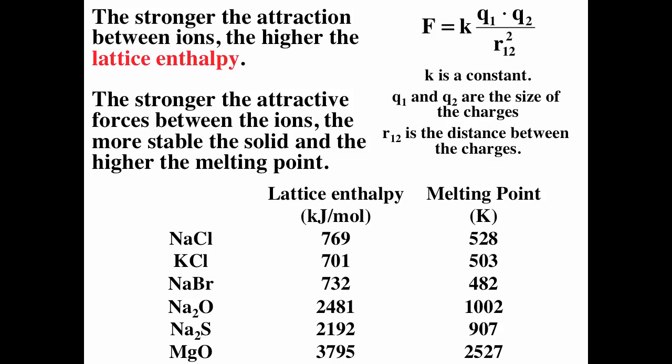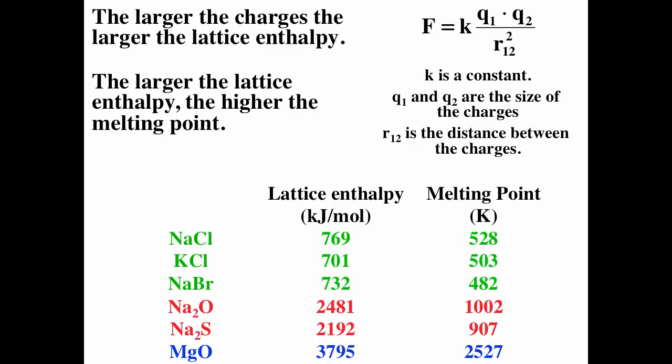And so the lattice enthalpy is this measure of the strength of interaction between the ions. It follows Coulomb's law, and so the bigger the charges, the stronger the attraction. The smaller the distance between the ions, also the stronger the attraction. And so the stronger the attraction between the ions, the more stable the solid, the larger the lattice enthalpy, and the higher the melting point. And so it's really cool. Using some simple ideas, we can actually put ionic solids in order of increasing lattice enthalpy, increasing melting point.